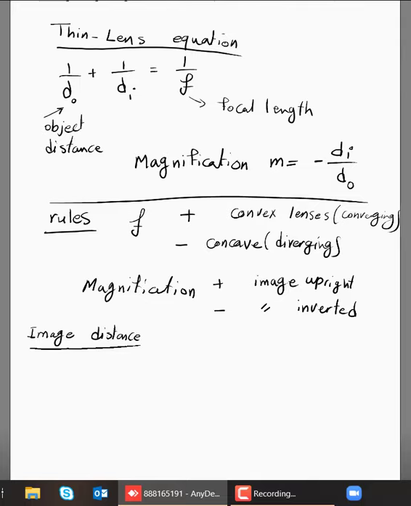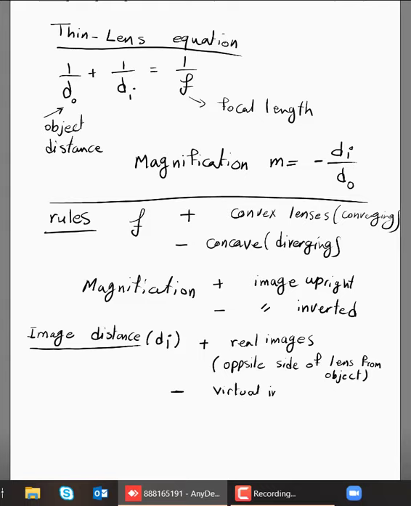Image distance, or DI. DI is going to be positive for real images, and just pay attention that a real image is the image that is on the opposite side of the lens from the object. Okay, and then DI is negative for virtual images.